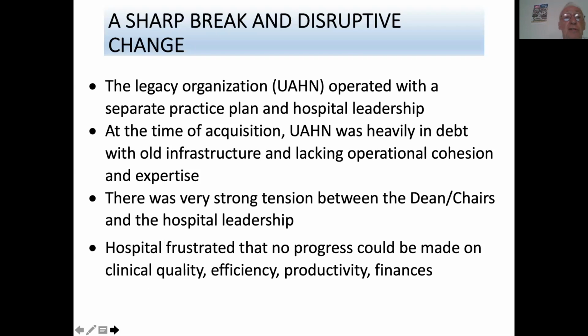So the acquisition was obviously a sharp break in disruptive change from the past. The legacy organization operated with a separate practice plan and hospital leadership. At the time of acquisition, UAHN was heavily in debt, with old infrastructure, lacking operational cohesion and expertise, and there was very strong tension between the dean and the chairs on the one hand and hospital leadership on the other. And the hospital was frustrated that no progress was being made in terms of clinical quality, efficiency, productivity, and finances.